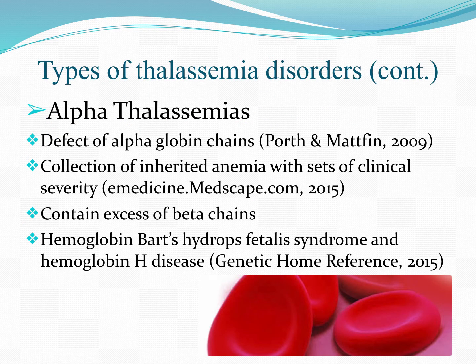In terms of alpha thalassemia disorders, basically there is a defect of the alpha globin chain, and there is a collection of inherited anemias with sets of clinical severity. It contains an excess of beta chain, and it is made of two subcategories as well, and these include hemoglobin Bart's hydrops fetalis syndrome and hemoglobin H disease.